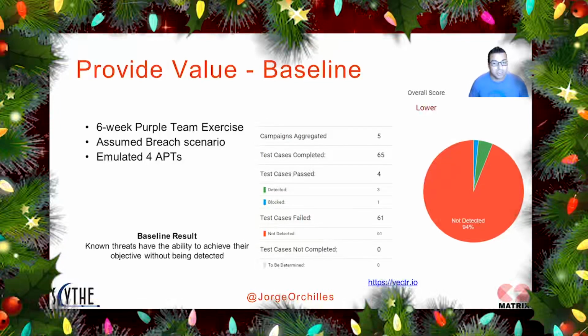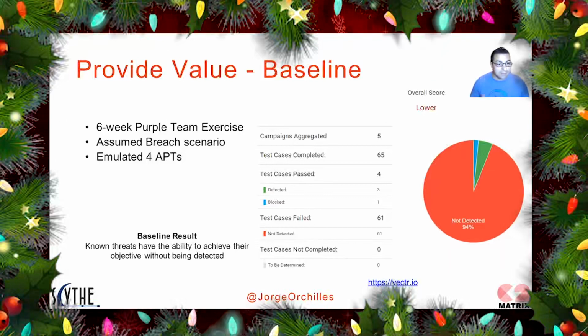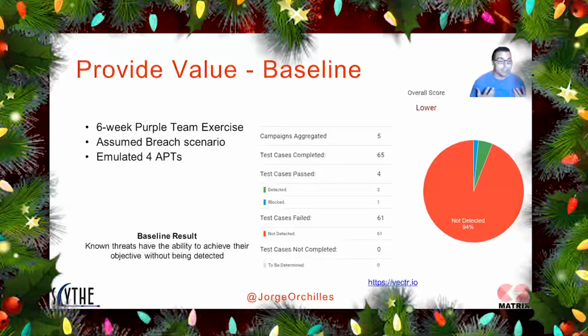And as you can see, the results weren't too pretty. We tested 65 unique TTPs, and only 3 of those were detected, while 1 of them was blocked. All of the others were not detected, meaning that if this adversary would have gone and targeted this organization, they would have achieved their objective without being detected.